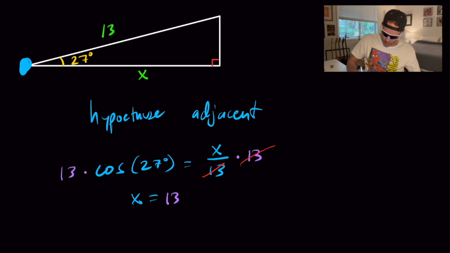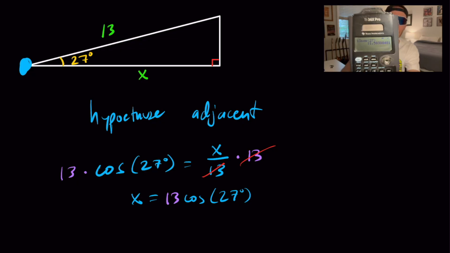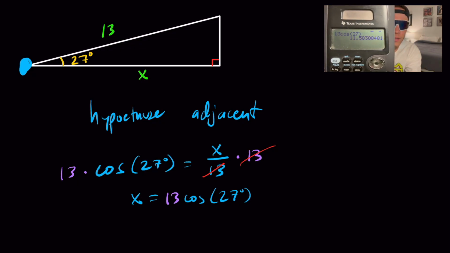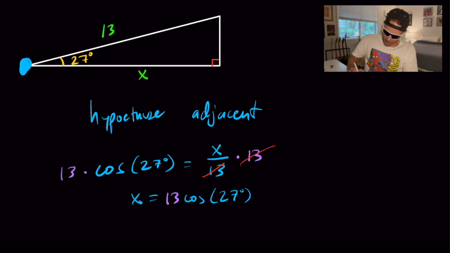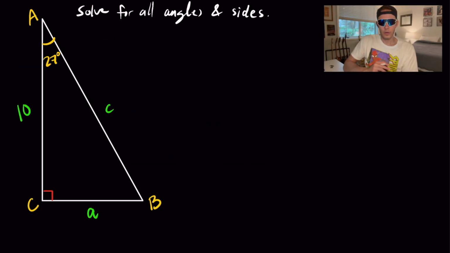13 cosine 27, right? Now we can plug that into the calculator. 13 times cosine 27, and we're going to get something like 11.583. We can call it 11.583. Okay, for this one, we want to solve for all angles and sides, which we can do.